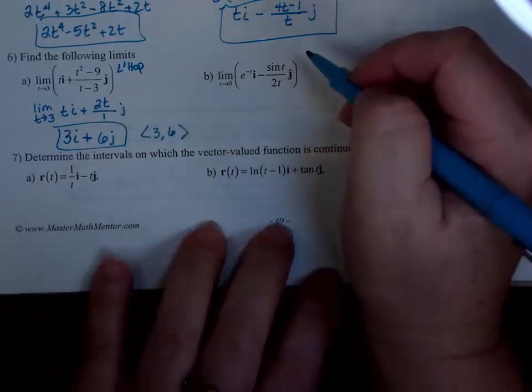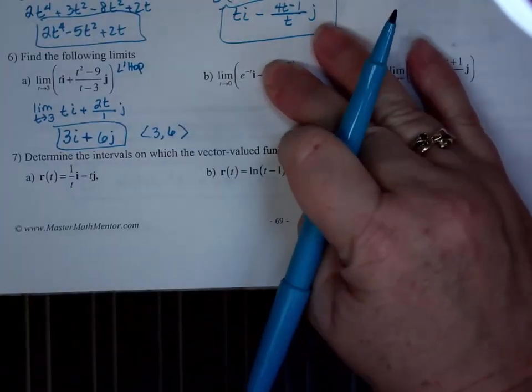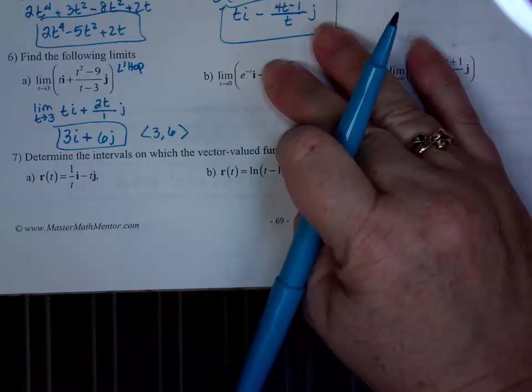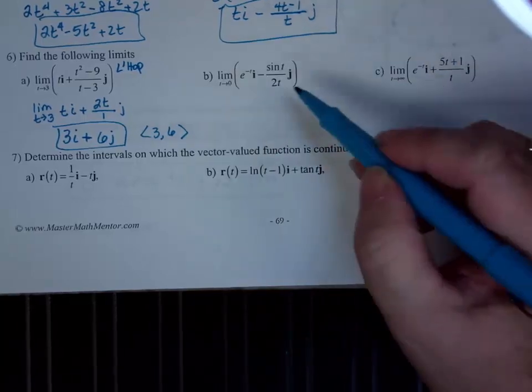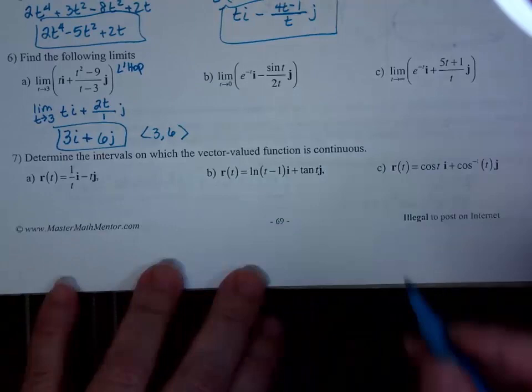Let's do the next one. Okay. Can I do the i component without any problem? Yes. Yeah, I can plug in 0. Can I plug 0 into the j component? No. I'm going to get 0 on the bottom and 0 on the top, which means I need to go again. So I guess we're going to do L'Hopital's again.